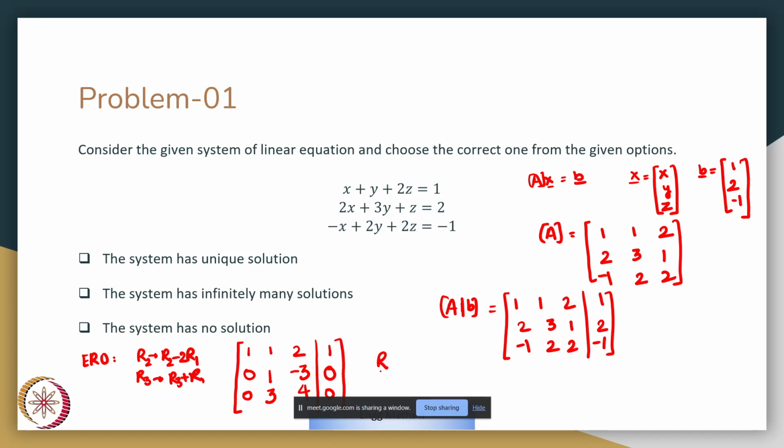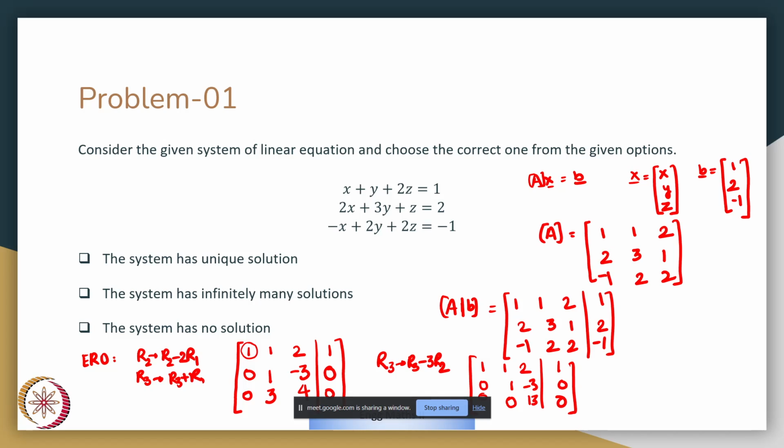Next row operation that we apply is R3 goes to R3 minus 3R2. So you can see that we have one pivot after the first row operation. We are trying to obtain the second and third pivot. Again, row 1 is unchanged. Row 2 is also unchanged. For row 3, what do we have? So 0 is here. Then 3 minus 3 is 0. And 4 minus 9 would be 13.